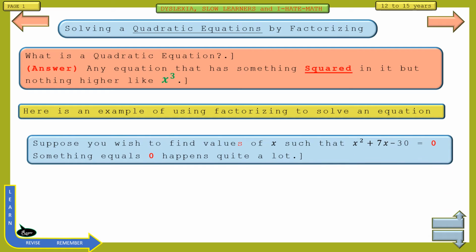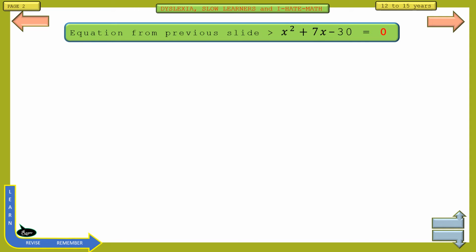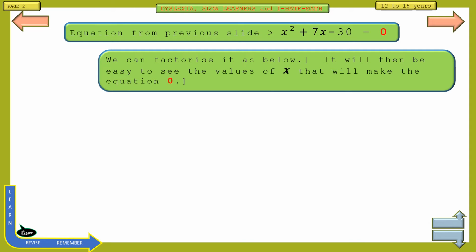Suppose you wish to find the values of x, such that x squared plus 7x minus 30 equals 0. Something equals 0 happens quite a lot in mathematics. This is the equation from the previous slide. We can factorize it as below. It will then be easy to see the values of x that will make the equation 0.